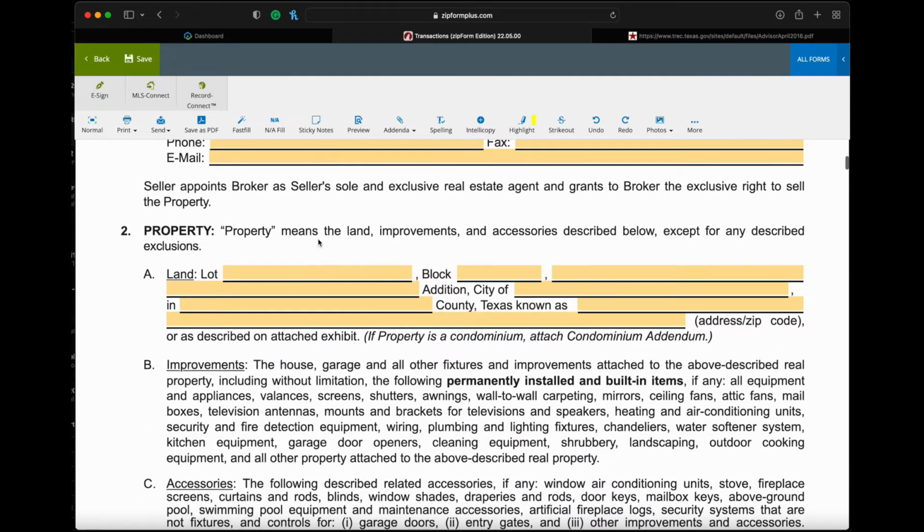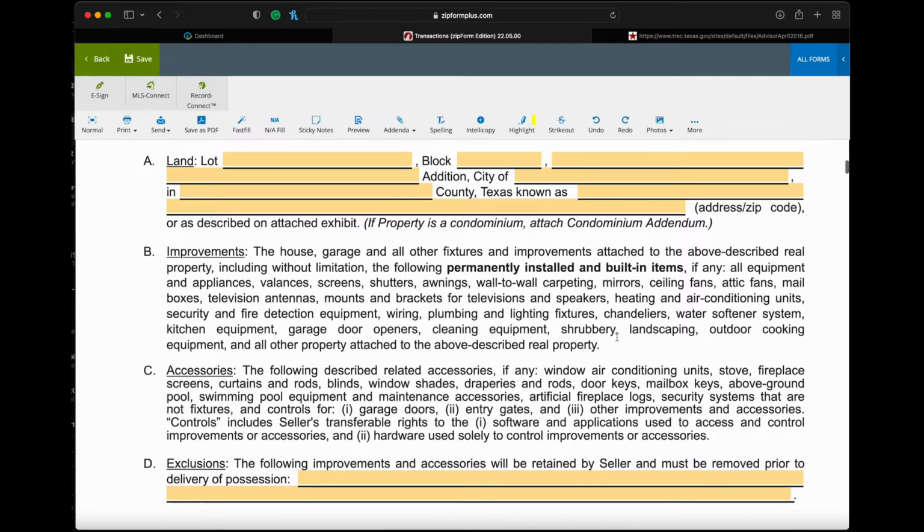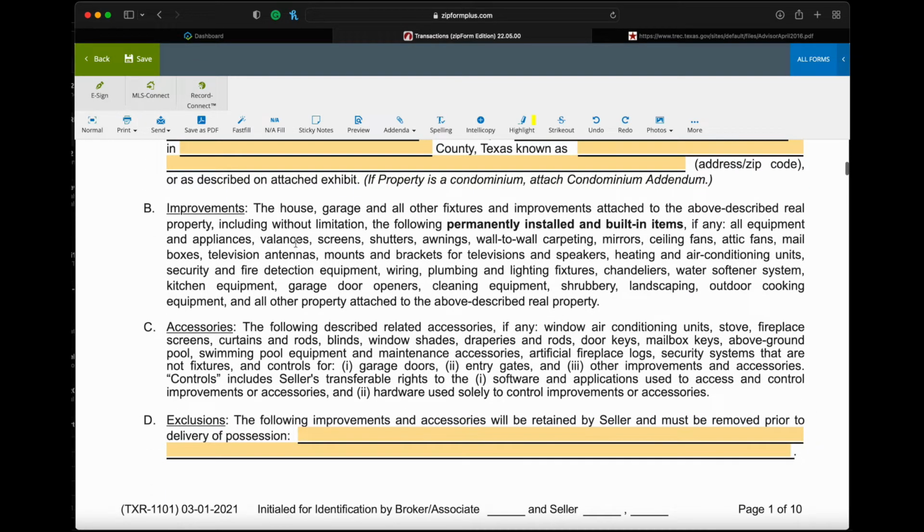Now the property information, you can find this on CAD. If you go to the Central Appraisal District and do a search on the property, you will find the lot number, block number, all that stuff, and the addition, the subdivision name. Then in here it's going to be El Paso County, and then known as, and then the address and zip code right here. Pretty self-explanatory there.